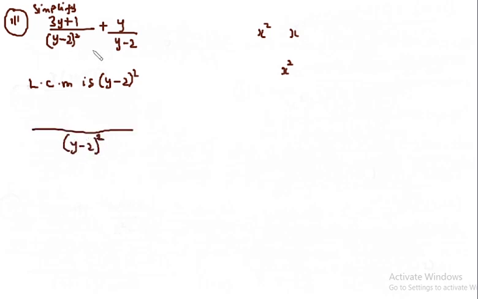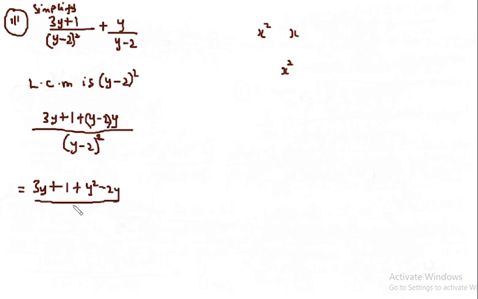Y minus 2 squared divided by y minus 2 squared is 1. 1 times this is 3y plus 1. Y minus 2 squared divided by y minus 2 is y minus 2. So this is plus y minus 2 bracketed times y. Now we're free to expand. So this is equal to, I have 3y plus 1. Here this is y times y. Y times y is y squared. Y times minus 2 is minus 2y, divided by y minus 2 squared.